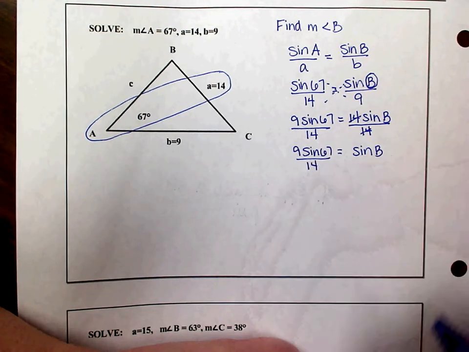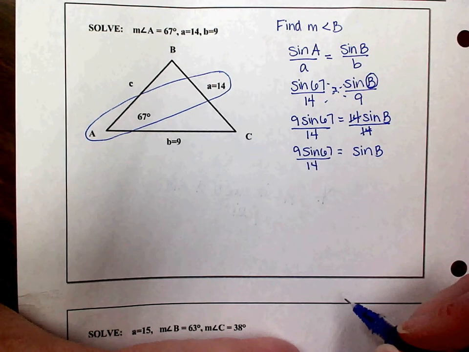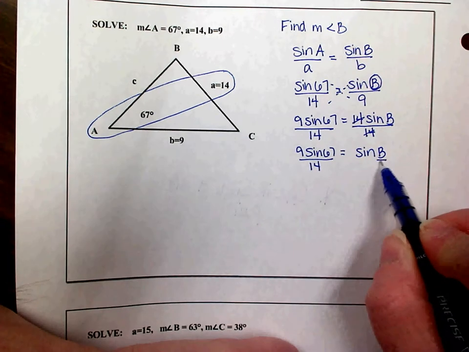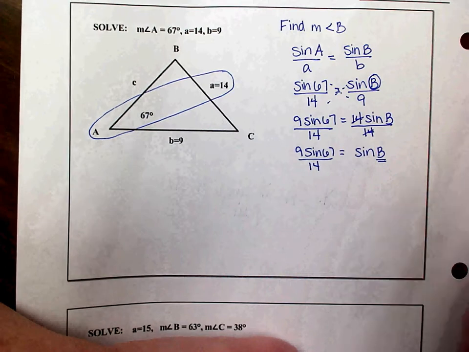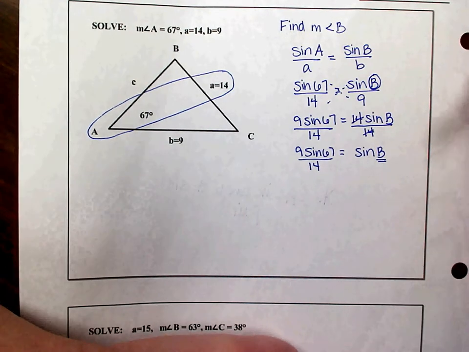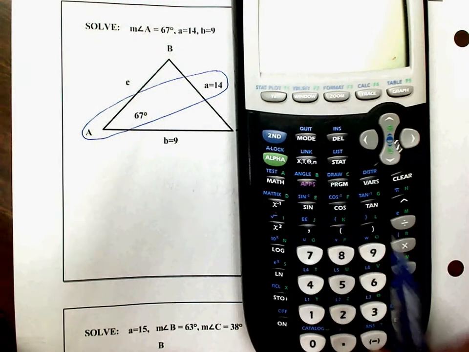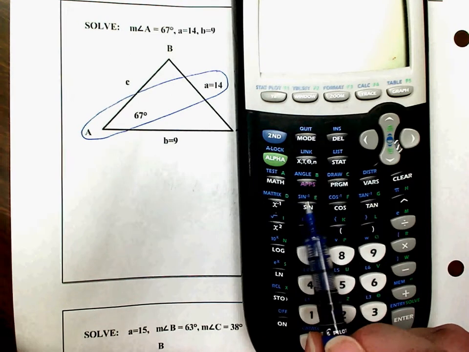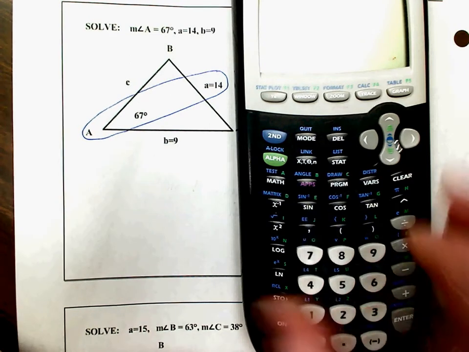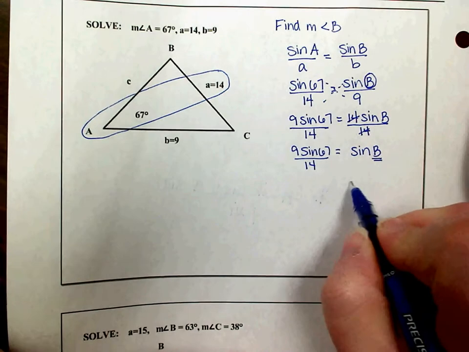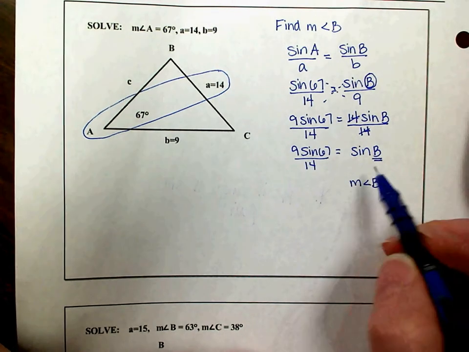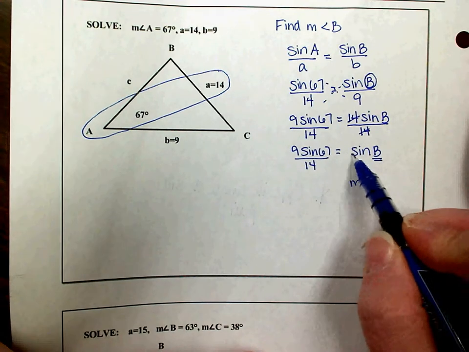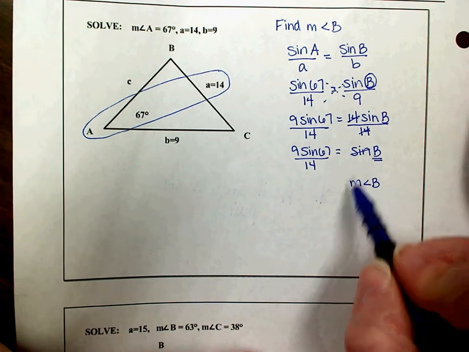But that doesn't tell me what B is. Remember, to get B by itself, I need to undo the sine of B. And so the inverse operation for sine, if you'll remember, is inverse sine. It's this sine with a -1 power on your calculator. So to find the measure of angle B, I'm going to be taking the inverse sine of both sides. When I take the inverse sine of this side, it takes away that sine and just leaves me with whatever the measure of angle B is.